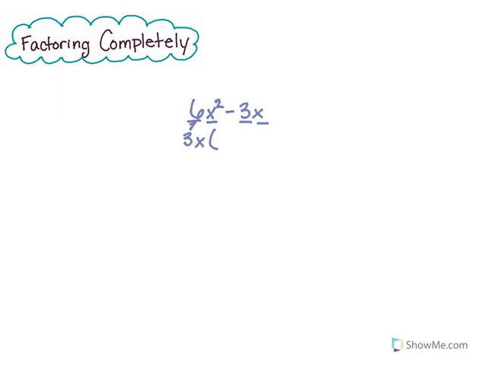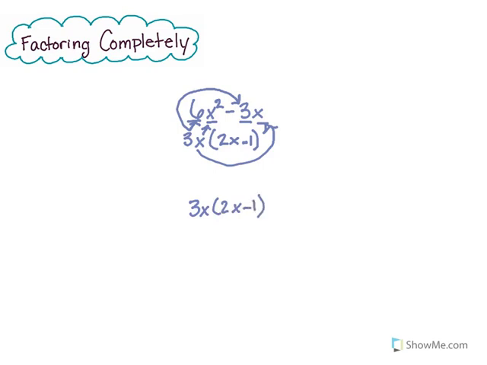Now 3 times 2 is 6, so we're going to have a 2. X times x is x squared. Then 3 times negative 1 is negative 3, and x times 1 is x. So we're not going to even put the 1 there because negative 1 times 1 is just negative 1. So this would be our final answer. I'm going to rewrite it because that looks a little sloppy. It's 3x times 2x minus 1.